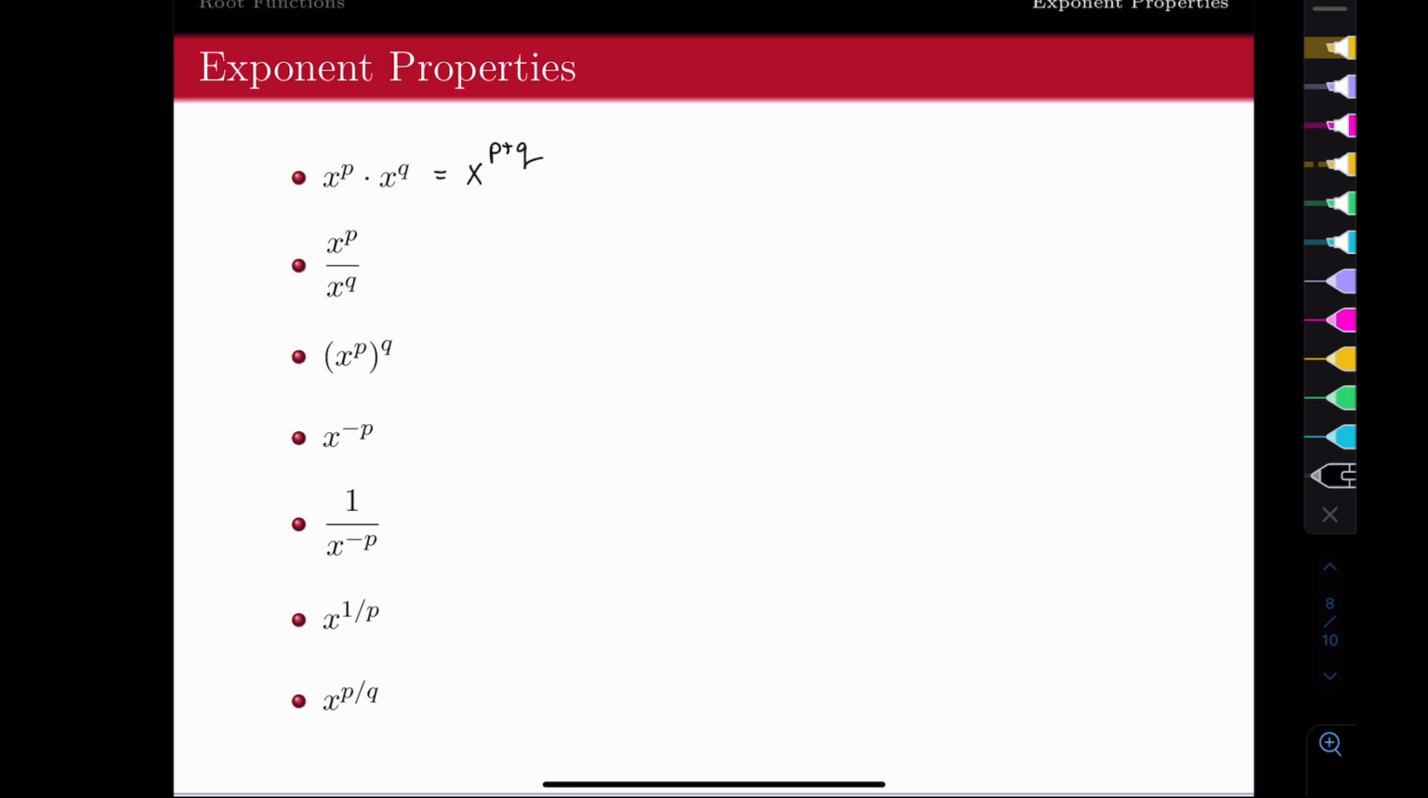Because remember, all this is repeated multiplication. If I have x squared and I times it by x squared, remember x to the second means you're taking x times x. And then x to the second again means you're doing x times x. So you're really multiplying x 4 times. So we really just add these two exponents together. When we have division, it's the opposite. We take the numerator and we subtract the denominator because of cancellations.